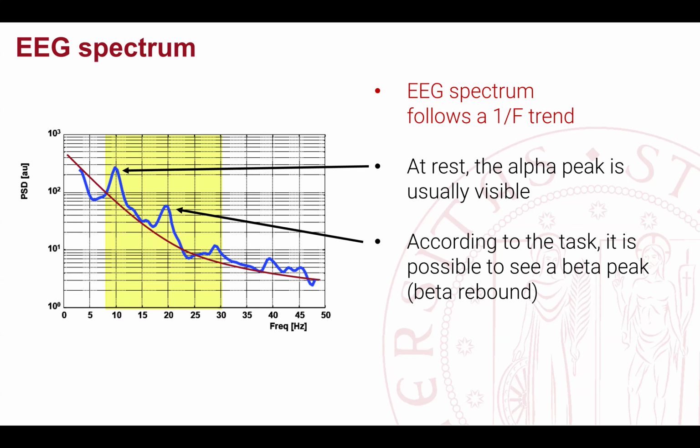Okay, so this second peak, which is the beta peak, may appear in some subjects and in certain conditions, not guaranteed to appear, but it's also an important peak in your EEG signal.